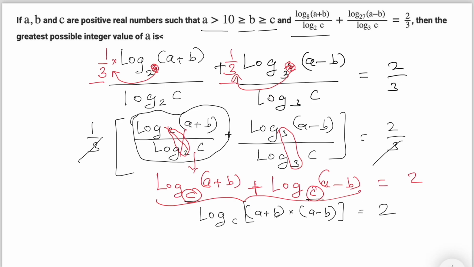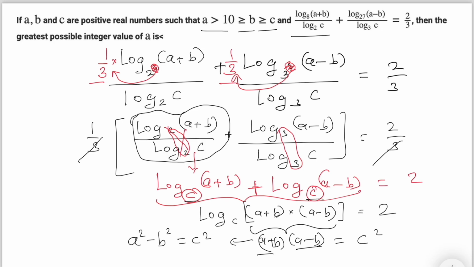The last step is we transform everything into indices form. So log of (a plus b) into (a minus b) to the base c is 2. I can write this in the indices form as (a plus b) into (a minus b) is equal to c square. And (a plus b) into (a minus b) is also a square minus b square. So I get simply a square minus b square is equal to c square. The last step, I can simply write as a square is nothing but b square plus c square, right? And that is what gives me the answer finally.